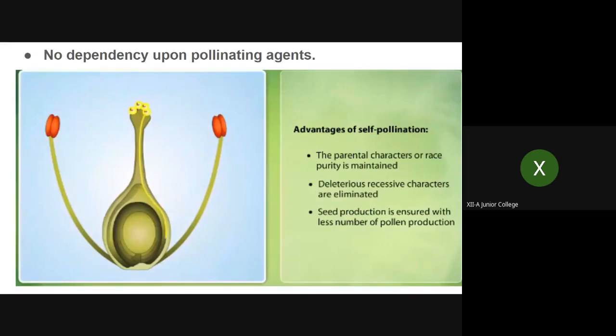Then fourth is what? Seed production is ensured with a smaller number of pollen produced. Means as there is no requirement of pollinating agents, there is no wastage of pollen grains, and obviously as the flower is bisexual, seed production is ensured. So a few more adaptations are also there. You can add them to the list of self-pollination adaptations.